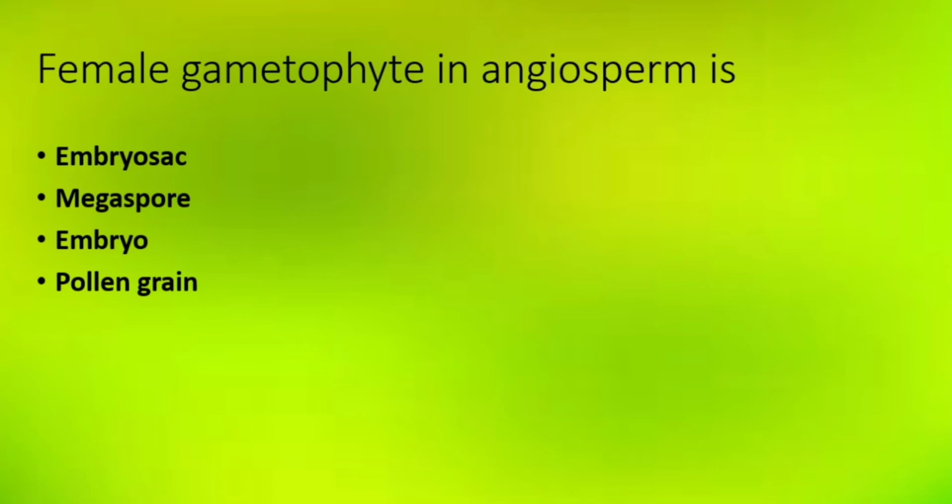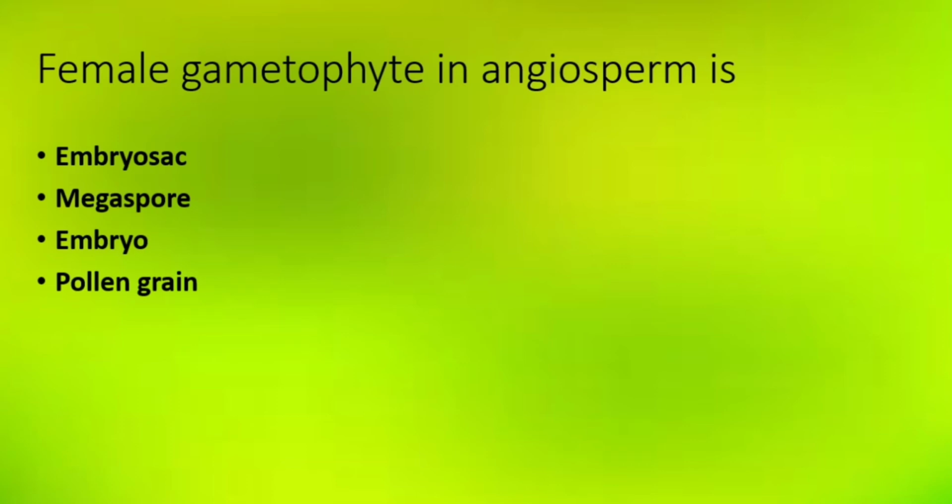Female gametophyte in angiosperm is embryo sac, megaspore, embryo, pollen grain. First you should understand the meaning of the word gametophyte. Gametophyte is the gamete producing structure. In male it is pollen grain and in female it is embryo sac. Usually children think pollen grain is the male gamete. No. Pollen grain is the structure in which male gametes are produced. So pollen grain is the male gametophyte in which the generative cell nucleus divides to form the male gametes.